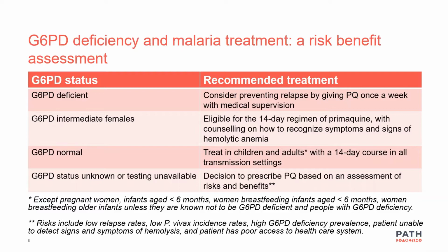So a lot of those risks are really subjective, and providers may not have full information when they're trying to make these decisions. So having a G6PD test to classify someone at the point of care, I think, obviously facilitates better use of primaquine. Next slide.